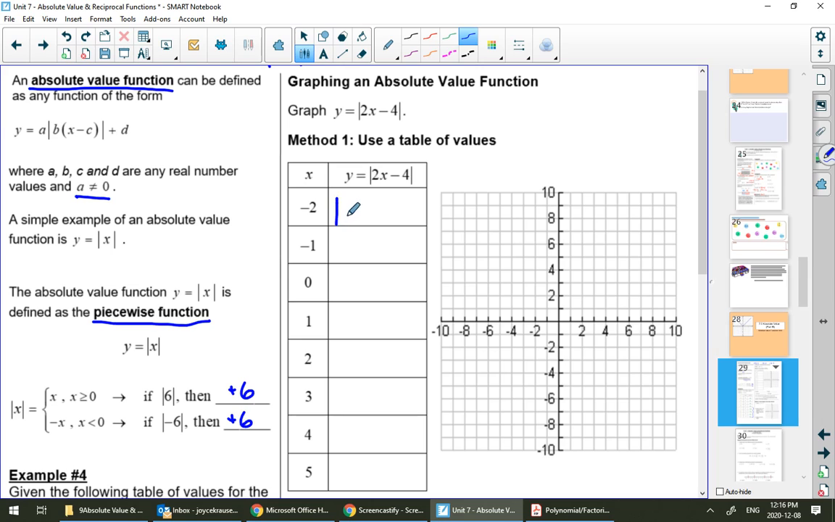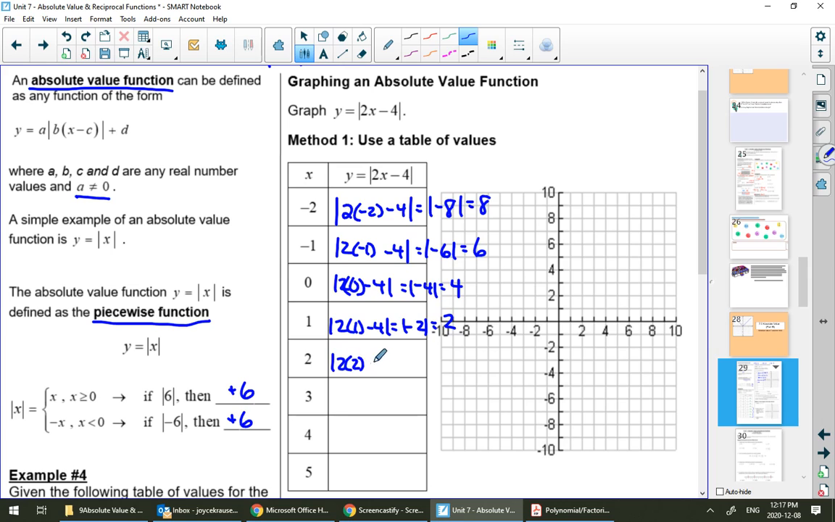Showing our work here, I would have 2 times -2 minus 4, and when that's all absolute valued, we're going to have a positive value. So 2 times -2 is -4, minus 4 is -8, and the absolute value of -8 is +8. Then for -1, we have 2 times -1 is -2 minus 4 becomes -6. The absolute value of -6 is +6. For 0, we have -4, and the absolute value of -4 is +4. For 1, we have 2 minus 4 is negative 2. Absolute value becomes positive 2.